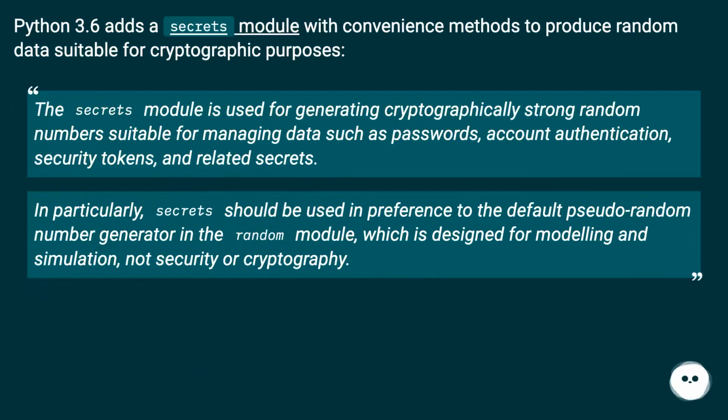Python 3.6 adds a secrets module with convenience methods to produce random data suitable for cryptographic purposes. The secrets module is used for generating cryptographically strong random numbers suitable for managing data such as passwords, account authentication, security tokens, and related secrets. In particular, secrets should be used in preference to the default pseudorandom number generator in the random module, which is designed for modeling and simulation, not security or cryptography.